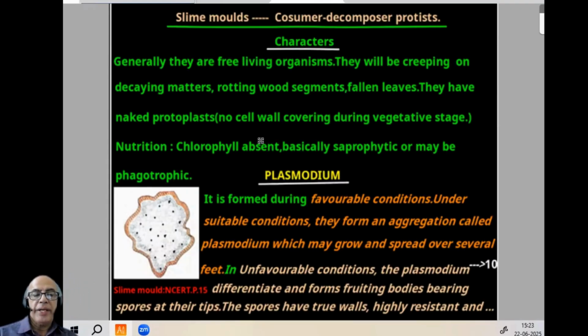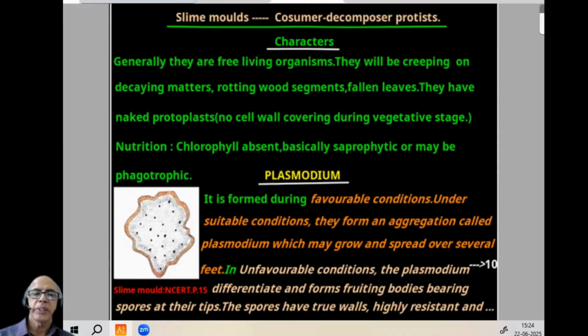And characteristics. Generally, they are free-living organisms. They will be creeping on decaying matter, rotting wood segments, fallen leaves. And they have naked protoplast, that is no cell wall covering during the vegetative stage. Nutrition: chlorophyll is absent, so basically saprophytic or maybe phagotrophic.